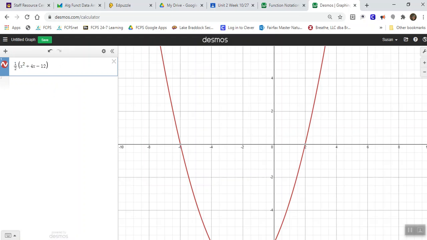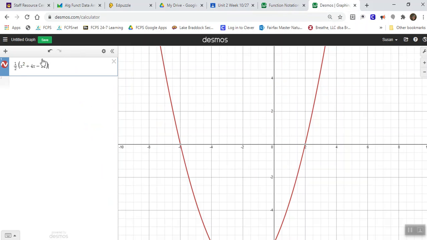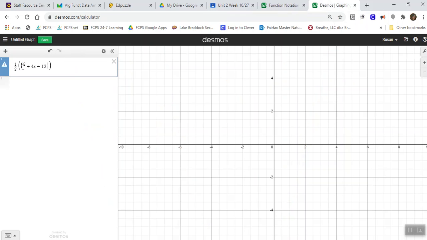I put in the equation. So what was my value of x? My value of x was 2. So I'm going to go back to my Desmos calculator. I'm going to get rid of that x, but I have to make sure I put the parentheses. Make sure my square is on the outside. Here I'm going to do parentheses. I'm going to get rid of that x.